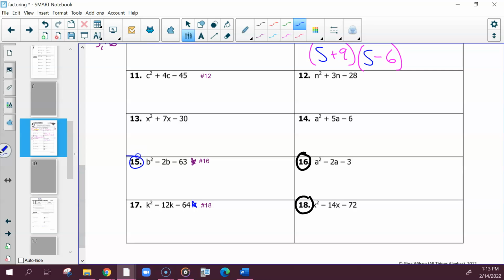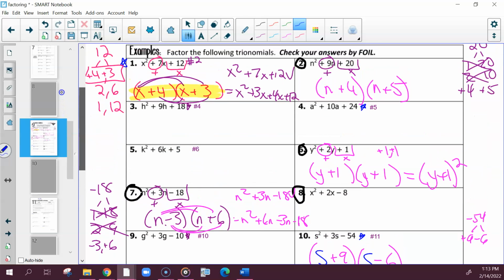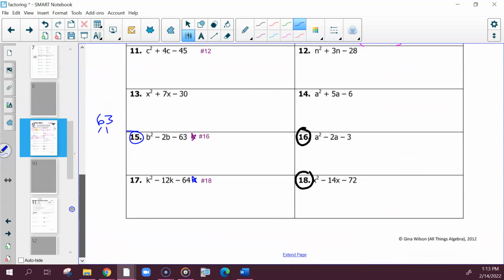For number 15, some factors of 63. I think we did this earlier. 9 and 7. And there are others, but the others wouldn't work because they're like 21 and 3. That wouldn't give you 2. 1 and 63. That also wouldn't give you 2.